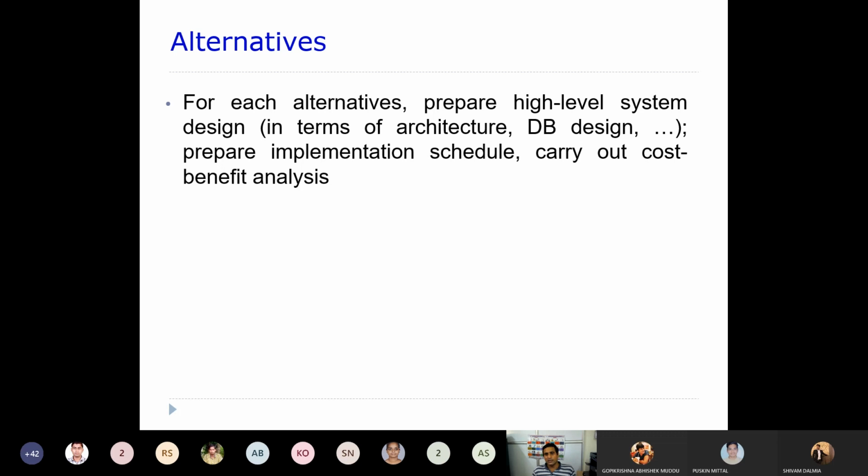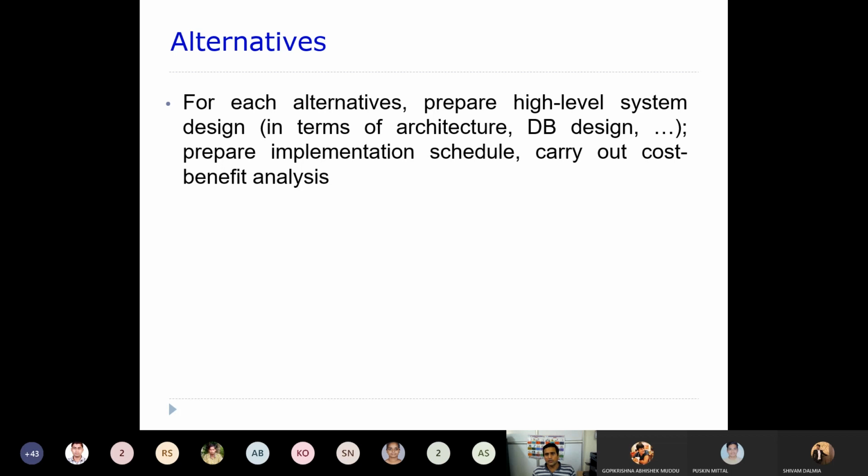For that particular reason, you need to have a high level system design, in terms of maybe architectures or database design, as well as prepare an implementation schedule. That means you should estimate how much time you would require to finish this particular activity. Based upon that time, you also need to decide the alternative.